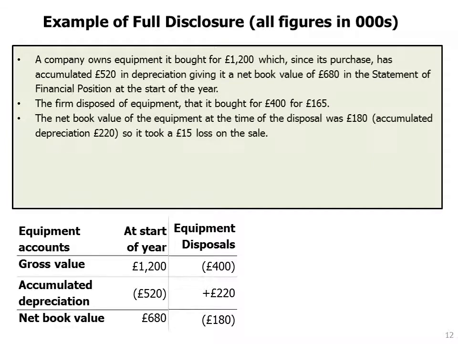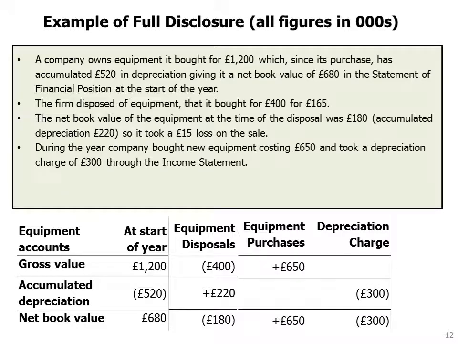The firm disposed of equipment which it bought for £400 for 165, and we can see that the accumulated depreciation on the equipment that it sold was 220, and the net book value was 180. So if it sold it for 165, with a net book value of 180, it took a 15 loss on the sale. That will not be reported here, it will be reported within the income statement as a loss.